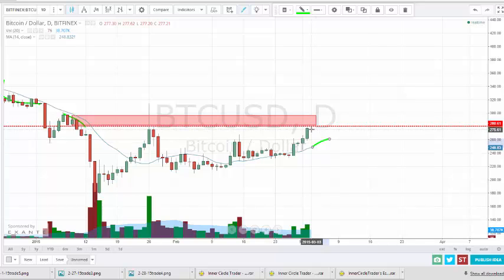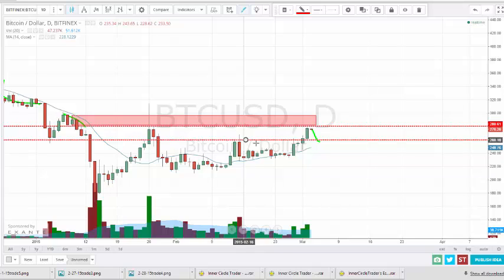And I feel like now is as good a time as any to do a little retracement. Like I said, if we do go straight up, that would be a bad sign. But if we could healthily retrace, a good level to be looking for a retrace would be somewhere right here, 260.